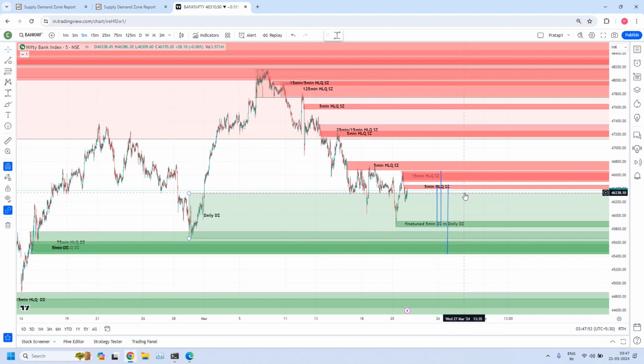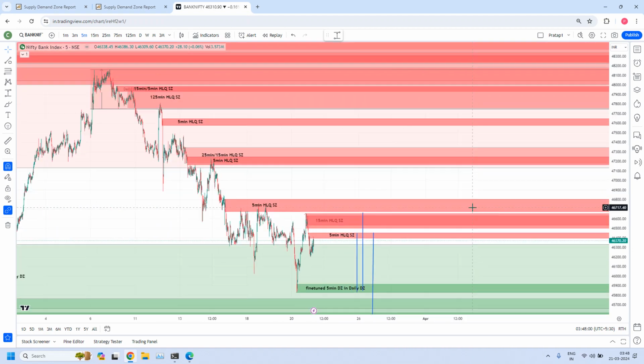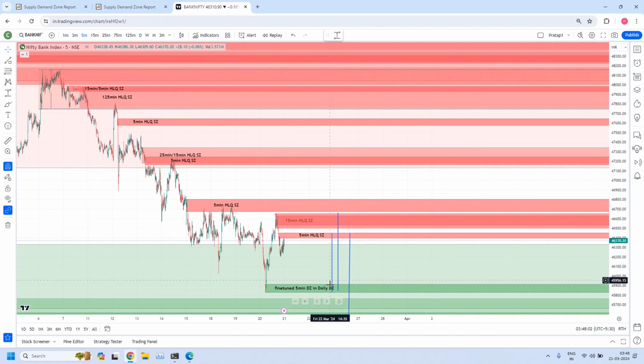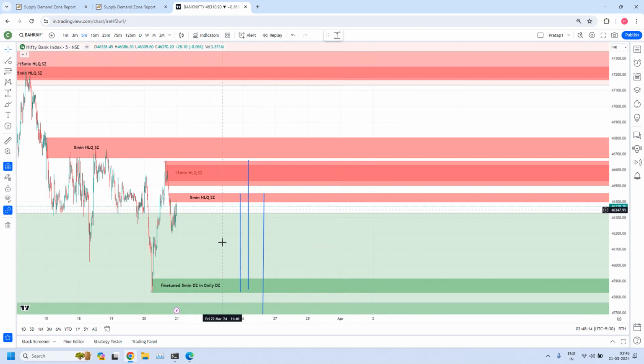How strong the market is tomorrow, whether bull side or bear side, based on that, some of these zones will be violated. Or without any violations, maybe tomorrow it may move within this fine-tuned 5 minutes demand zone and 5 minutes high liquidity supply zone. There only it can move. That possibility is also there. But you may get immediate trade opportunities in these zones. These are the immediate trade opportunities.